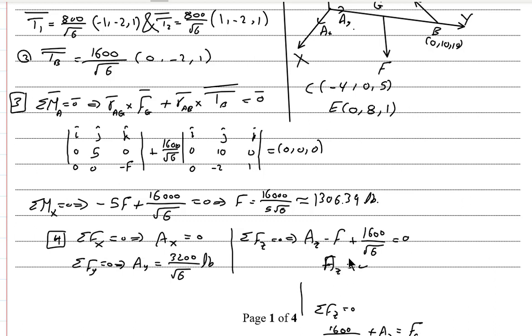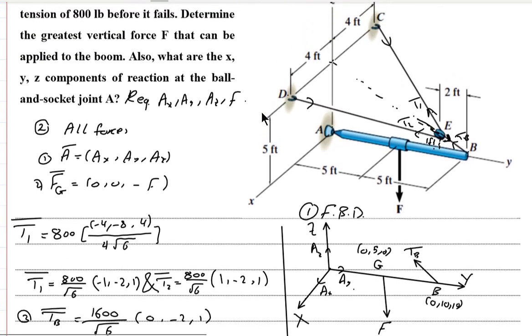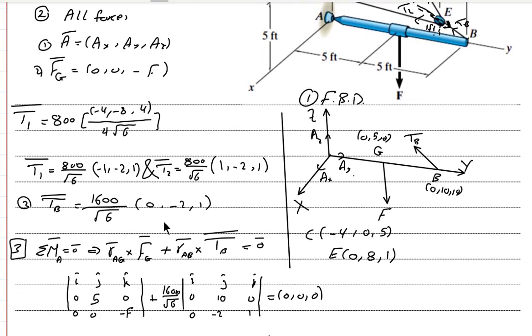Okay, and then if we want to get the whole reaction at A, we can take the square root of Ax squared plus Ay squared plus Az squared. We have another way to solve this problem, but I think I prefer to solve with this technique, inshallah.